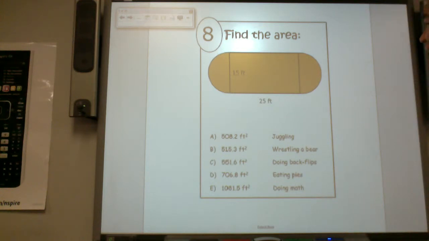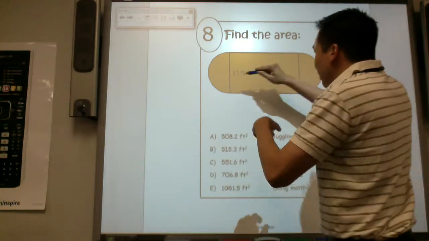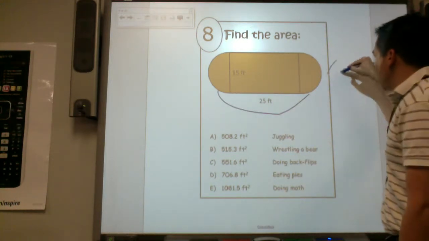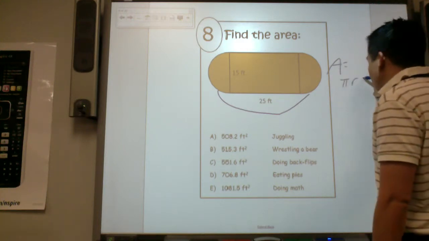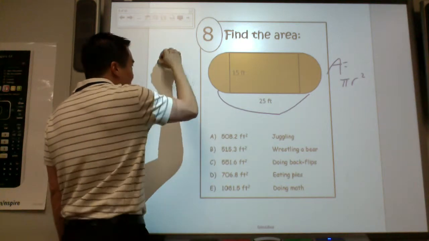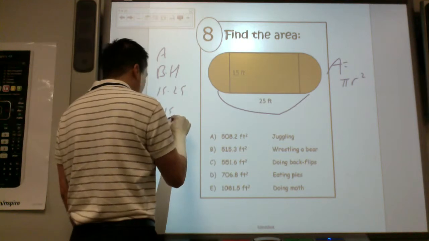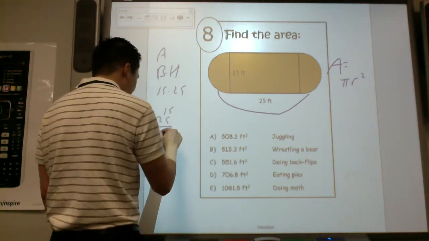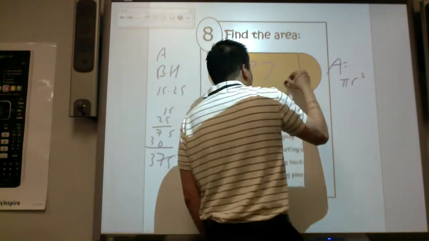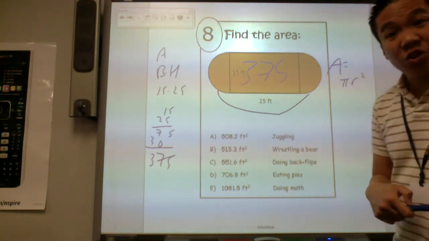All right, next one. Find the area. You have a rectangle and you have a, well, does 2 make a full circle? I believe so. So a circle is pi r squared. Not a semicircle, this is a full circle. And you have a rectangle, base and height. So 15 times 25, that's 375 square feet, the area of this rectangle.